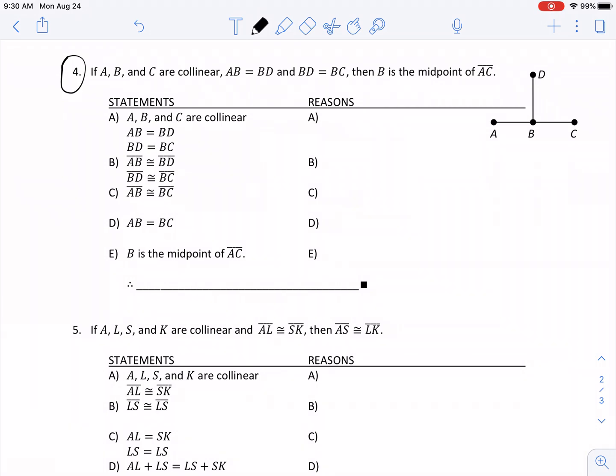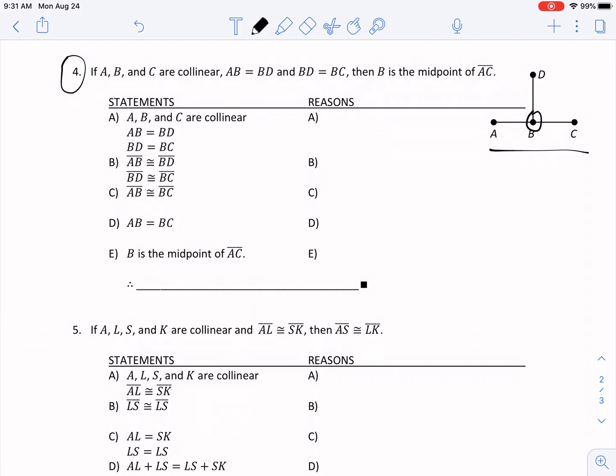So if we look at number 4, it says if A, B, and C are collinear, they lie on the same line, then the length AB is equal to length BD, and length BD is equal to BC. Then B is the midpoint of AC, okay? So let's just think about what we're trying to prove for a second. We're trying to say that this point B is in fact the midpoint of AC, okay? So that's what we're trying to prove.